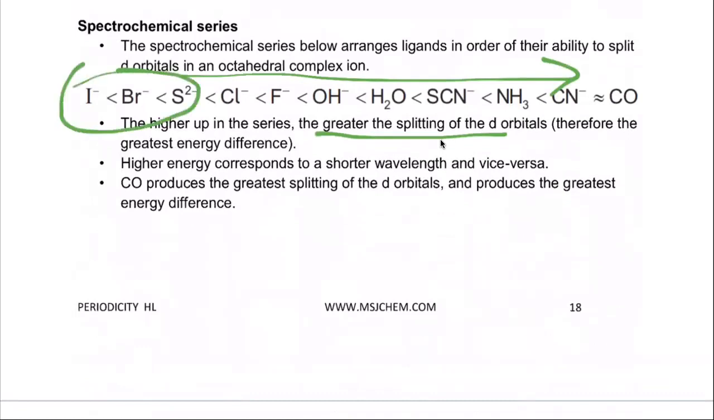And so on this side where I have iodine, bromine, and sulfide, there's going to be a lower energy difference. And lower energy corresponds to long wavelength, so you're going to be absorbing more red-orange over here. Over on this side, you're going to have higher energy differences, and that means shorter wavelengths, so more blue-violet being absorbed. Carbon monoxide produces the greatest splitting of the d orbitals, the greatest energy difference. Since that one would be absorbing violet, you're actually going to see more of that yellow color.